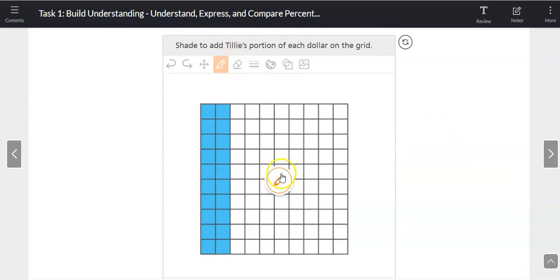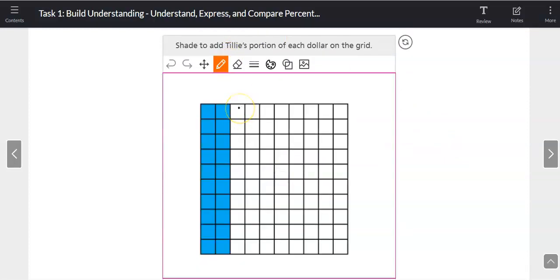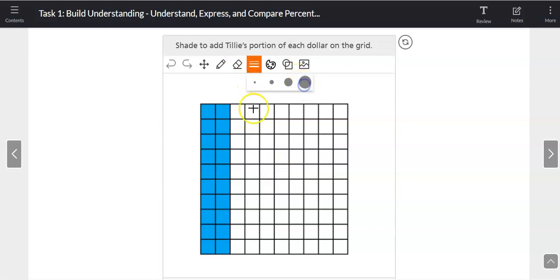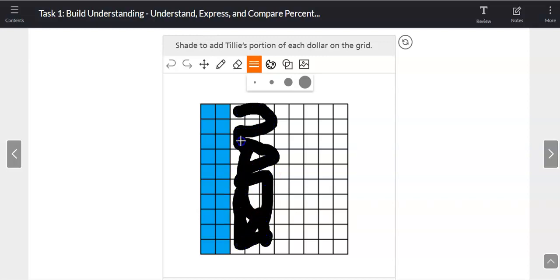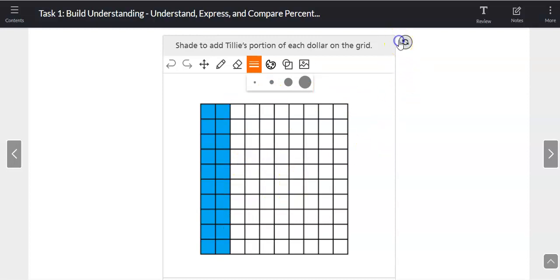So to shade hers in, let me make it a little thicker so it's a little easier. This is 30 boxes right here. My coloring is not perfect, and yours does not have to be perfect either. But this is 10, 20, 30.